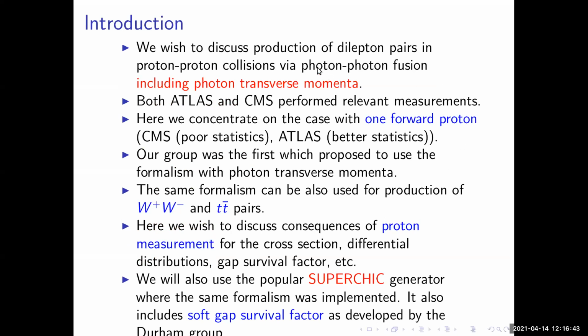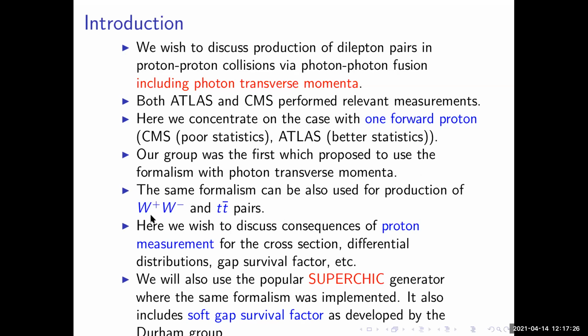I will be talking about photon-photon fusion as the dominant mechanism. As was said, both ATLAS and CMS performed some relevant measurements with forward protons. So we concentrate on the case with one forward proton. So far, two forward protons cannot be measured. I want to say that our group was, in my view, the first to propose using the formalism of photons with transverse momenta. This is very similar to kT factorization. I will say a few words about this.